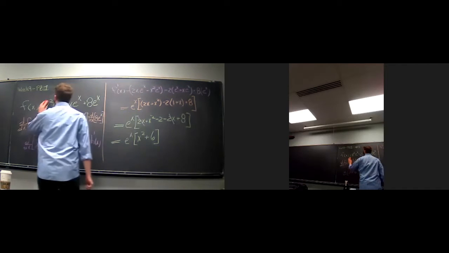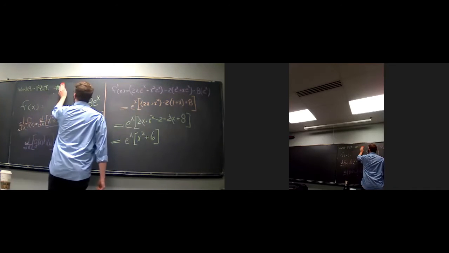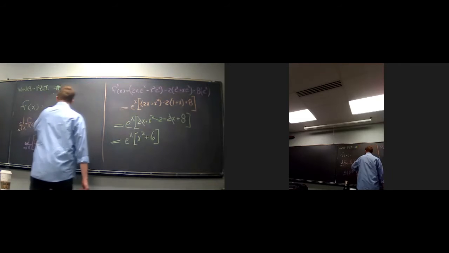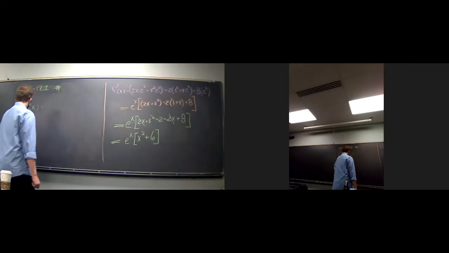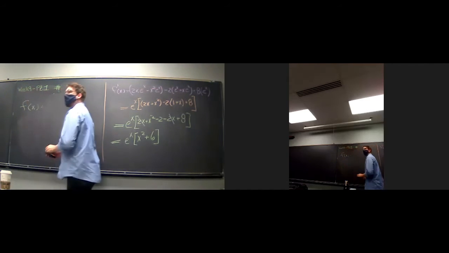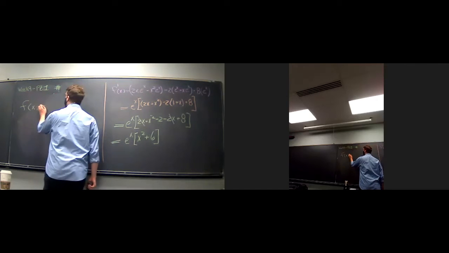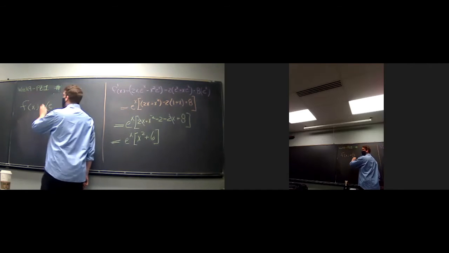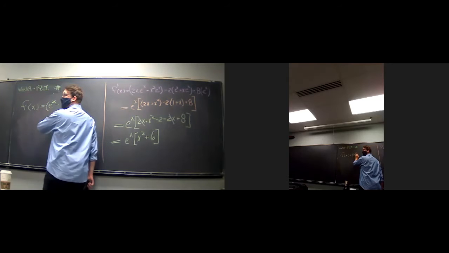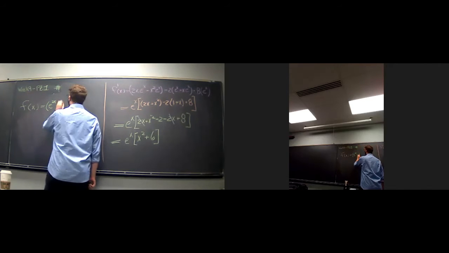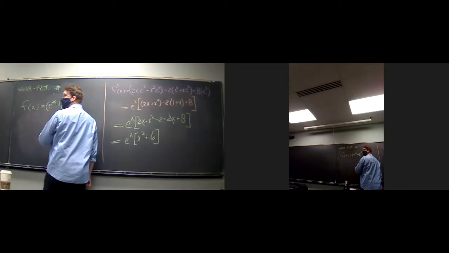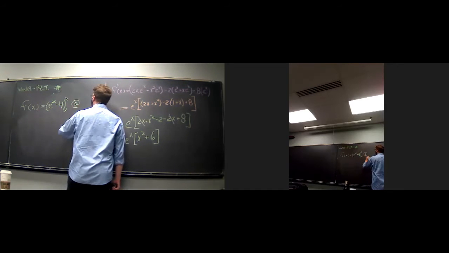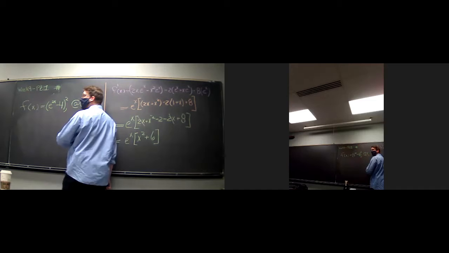All right, so looking at the next problem. The next problem is e to the 2x minus 4, that quantity squared. We want to find the tangent line at 0, 9.